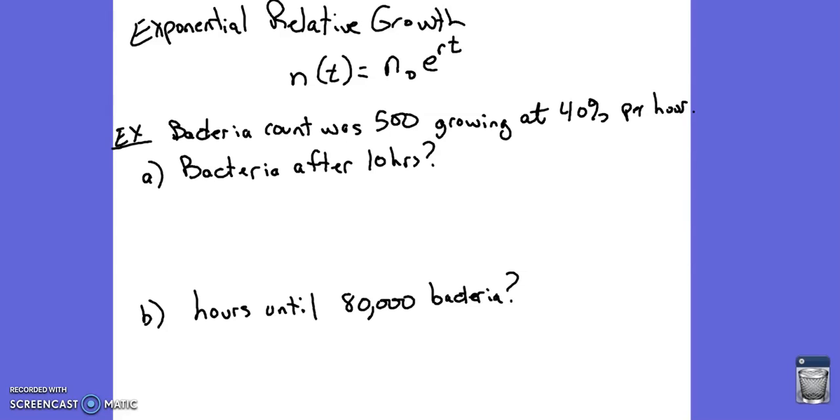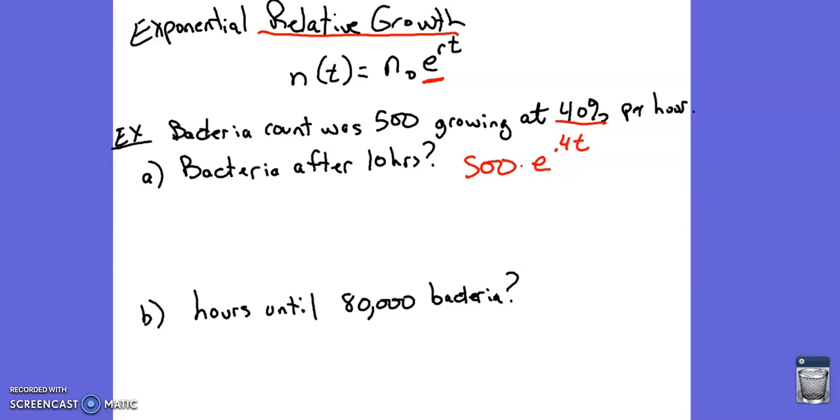So let's look at another possible scenario. If we talk about exponential relative growth, notice here we got the same type of problem, but notice the e is there as the base. If I say exponential relative growth, you want to switch gears from doubling time to this. So here the initial is 500, and we're multiplying that by e. The rate is 40%, so 0.4t. So that's my function that I'm going to be using.